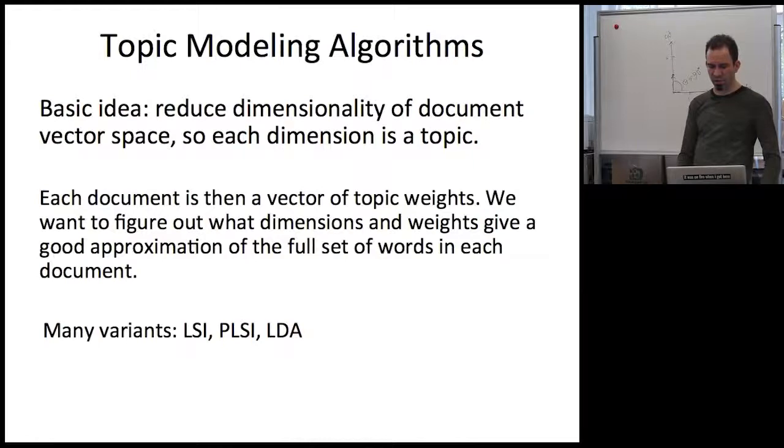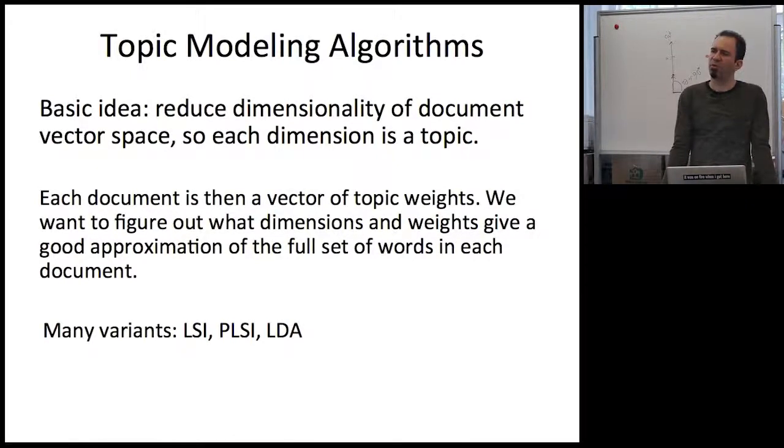There are a lot of algorithms, they have names. Most of them start with the bag of words model. So again, the first thing we do is we just count how many times each word appears. Because, as we've seen, that's a pretty good representation of the semantics of a document. But we start with bag of words, and then we come up with a low-dimensional approximation.